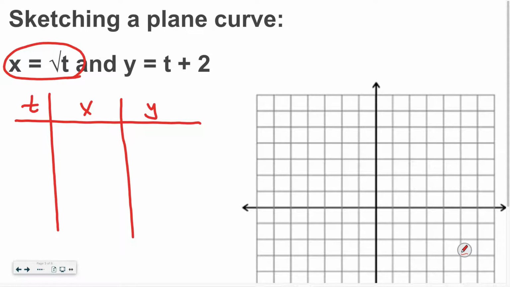X is radical t. Can we plug negative values in for radical t? We don't want imaginary numbers, okay? So the first number we can plug in to x equals radical t would be t equals 0. And what do we get when we do that? We get 0, 2, right? Okay? And then if we plug in t equals 1, we would get square root of 1 and 1 plus 2.